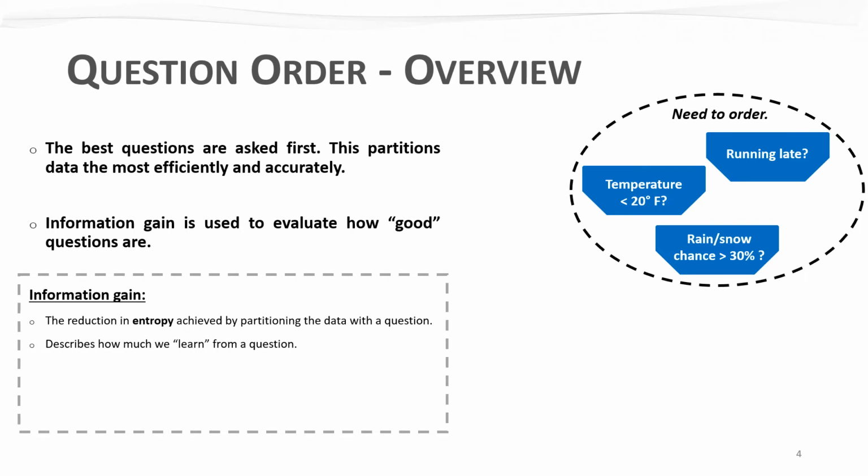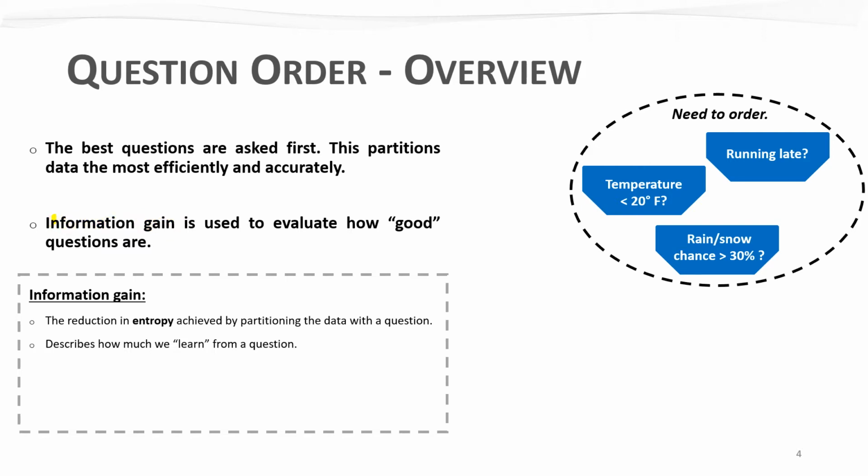From the previous slide, it's clear that putting the questions in the correct order plays a very important role in decision tree construction. By asking the best questions first, the data is partitioned the most efficiently and accurately. To order the questions, we'll use information gain to evaluate how good the questions are.